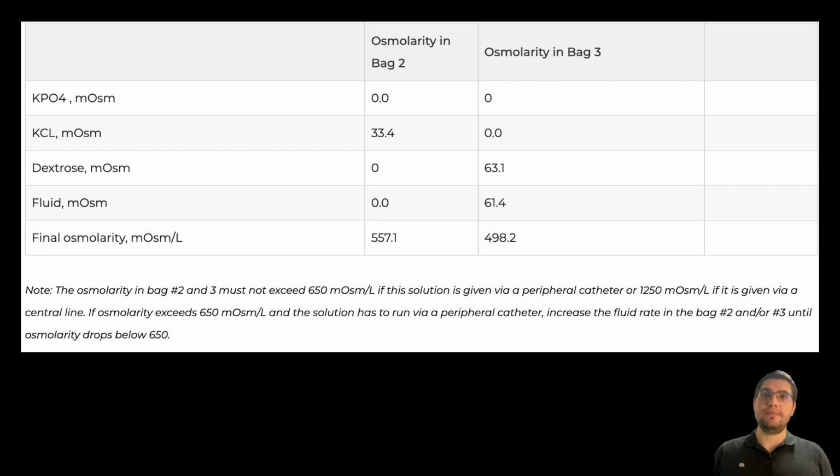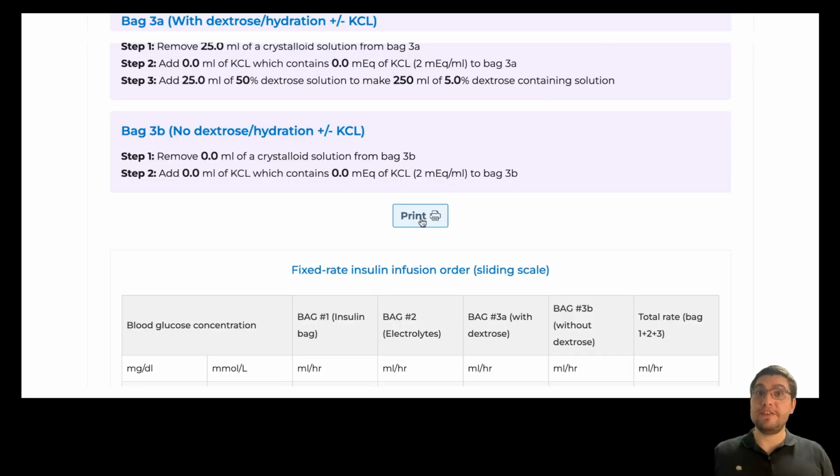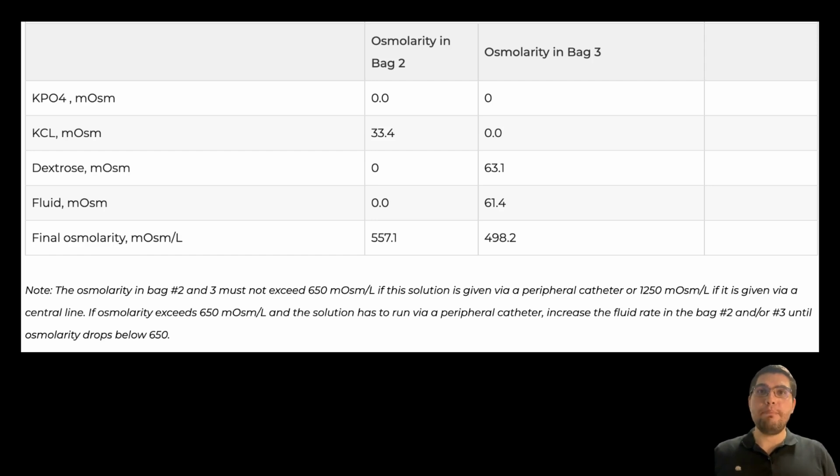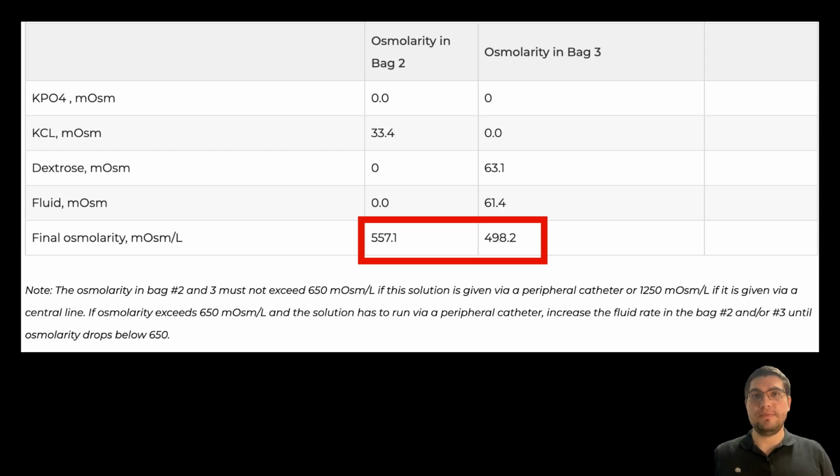And finally, my favorite feature, the calculator allows you to print both the bag recipes and the sliding scale protocol with a single click using the print button right here. In this case, both bag 2 and 3 have osmolarities below 650 milliosmoles per liter, meaning they are safe even for peripheral IV administration. Now, let's go over the key takeaways.